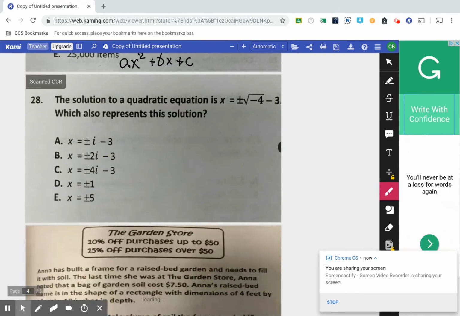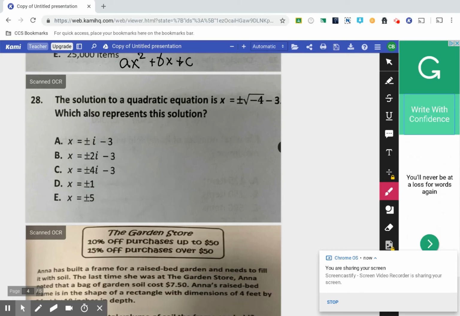All right, 28 says the solution to a quadratic equation is plus or minus the square root of negative 4 minus 3. Which of the following also represents the solution? In other words, they're saying one of these is equivalent, saying the same thing. They've just written it differently. Now, hopefully, and those of you in Math 2 and beyond, which all juniors should be, you've seen imaginary numbers. And if you notice, answer choices A, B, and C include that i for imaginary.